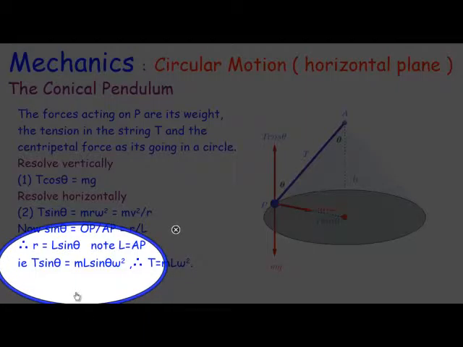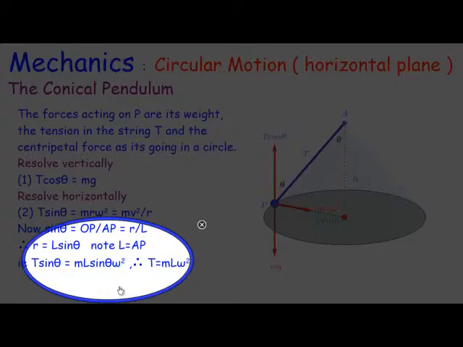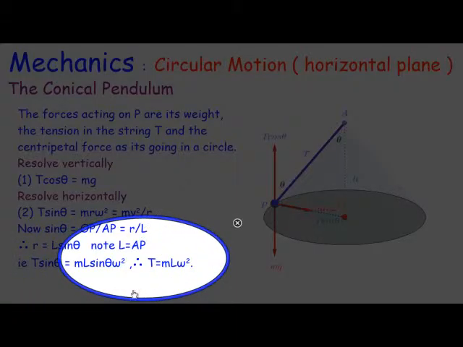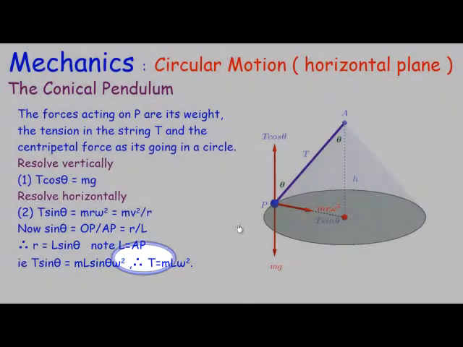You can get another expression here, T sine theta equals m L sine theta omega squared, and you'll notice that the sine thetas will cancel and give you an expression that the tension in the light inextensible string or rod is equal to m L, the length of that light inextensible string, times omega squared. So tension basically is dependent on the angular velocity, omega squared, you can see here.